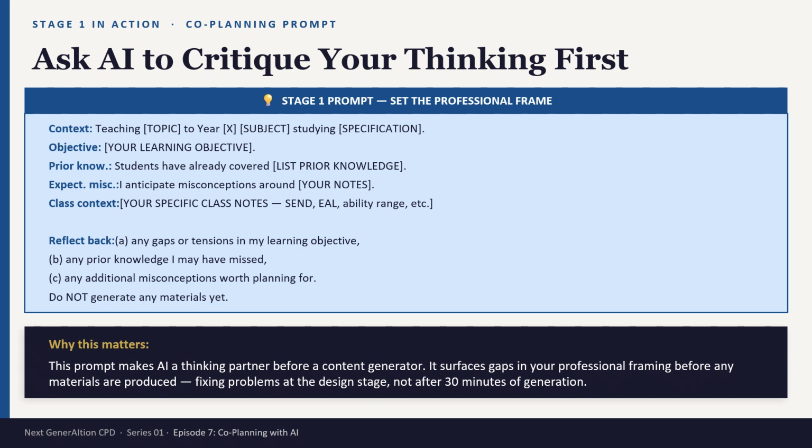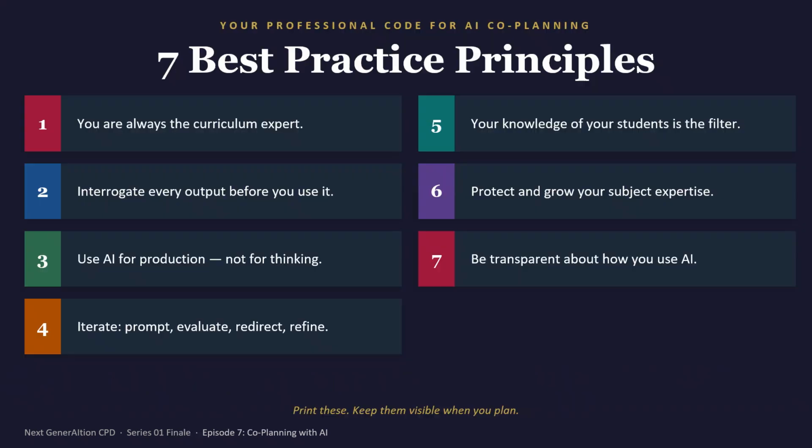Why this matters? Because this prompt turns AI into a diagnostic tool. It helps surface blind spots in your planning before you invest time creating activities or resources. Instead of fixing problems after 30 minutes of generation, you fix them at the design stage where your expertise matters the most. This is how co-planning becomes smarter, faster, and safer, with you firmly in control.